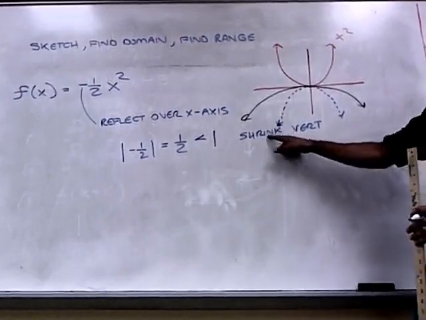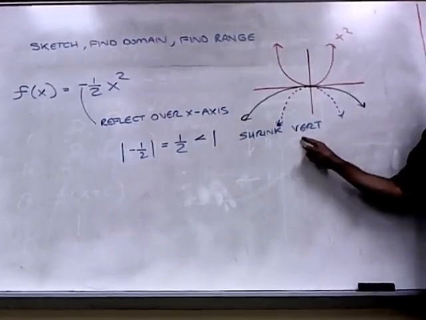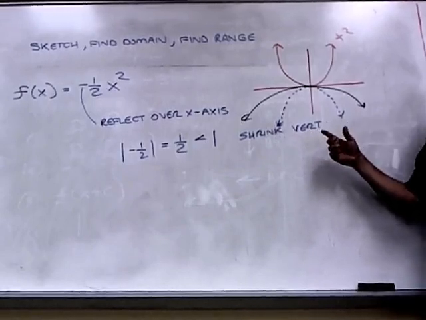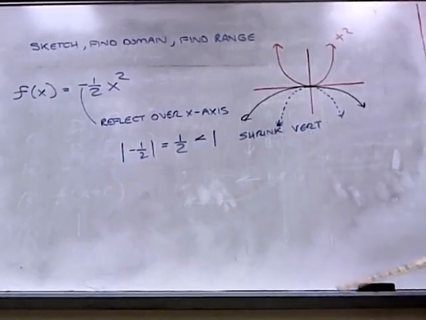There's two ways to look at shrinking vertically. You can say shrink vertically or stretch horizontally. And sometimes it makes more sense one way than the other.